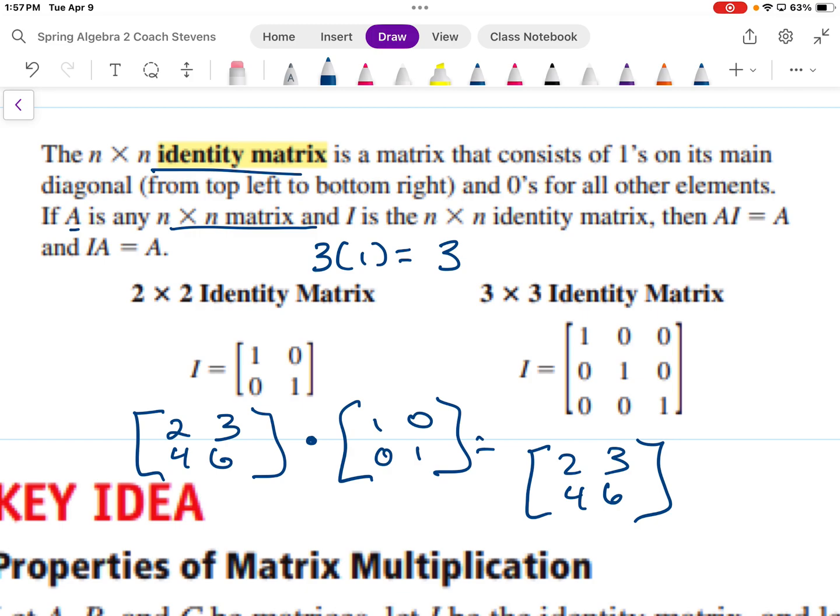Now, we can show that it's that way by actually going through and doing what we just did in the previous part. All right?